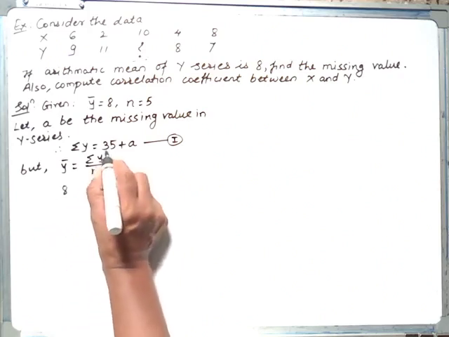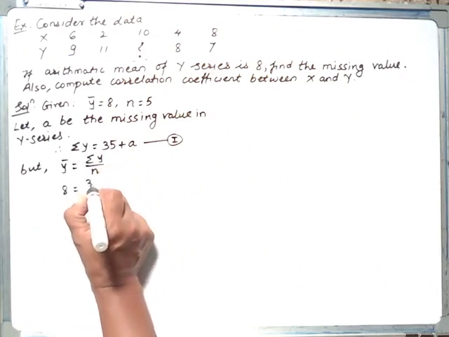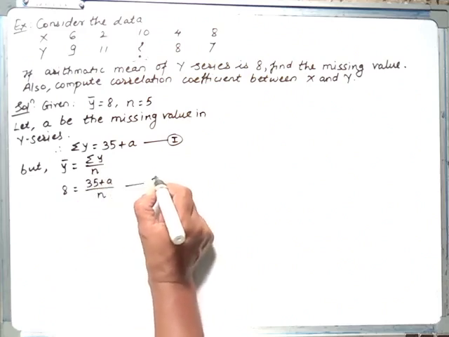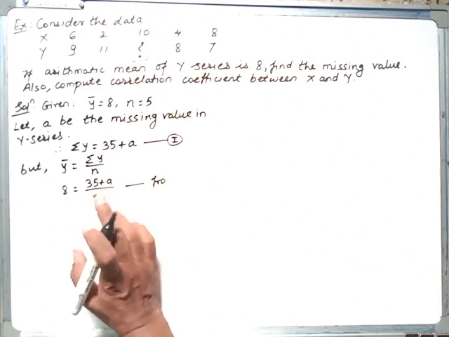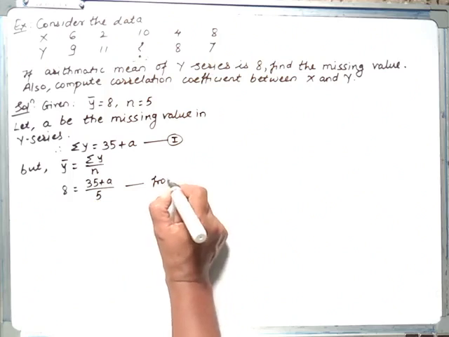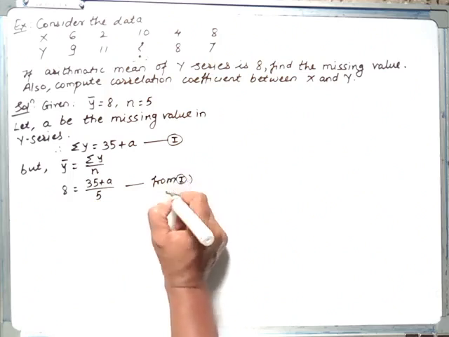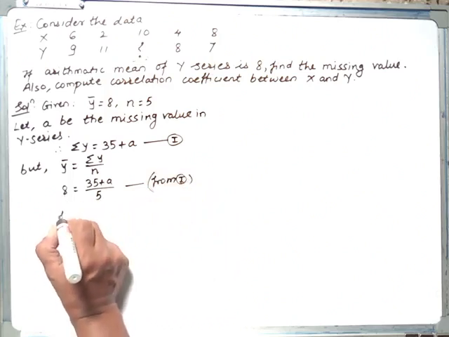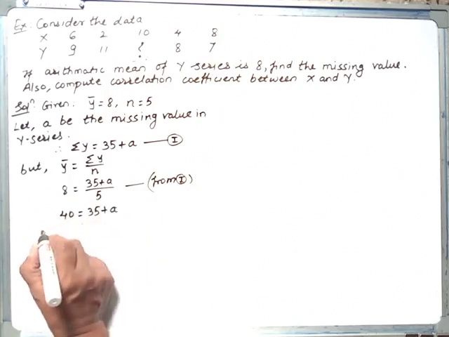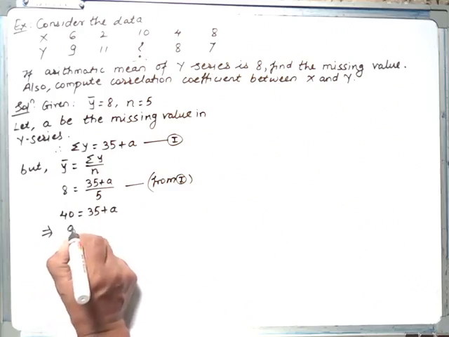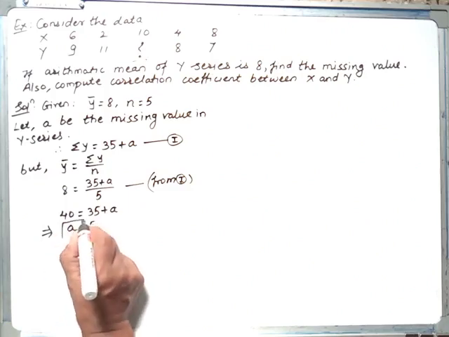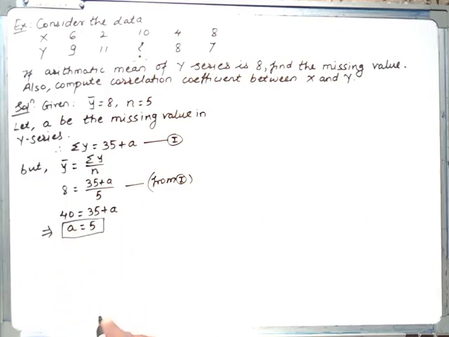Y bar is 8. Summation y is 35 plus a upon n. What is n? N is 5. So from equation 1, I can say, okay, this is 40 equal to 35 plus a. So this gives a is 40 minus 35, which will be 5. So we get a is equal to 5.